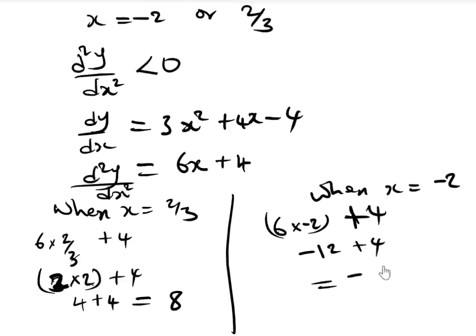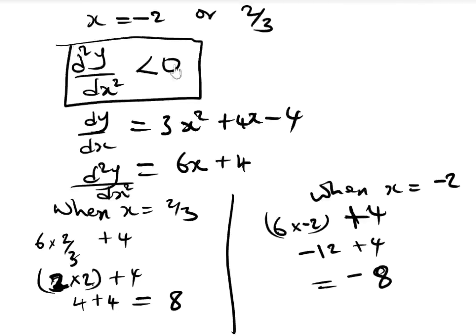Minus 12 plus 4 will be equal to minus 8. At this point, we know that d²y/dx² should be less than 0. At the point where x is minus 2, that is what gave us minus 8, which is less than 0. Therefore, the value of x at maximum should be equal to minus 2.